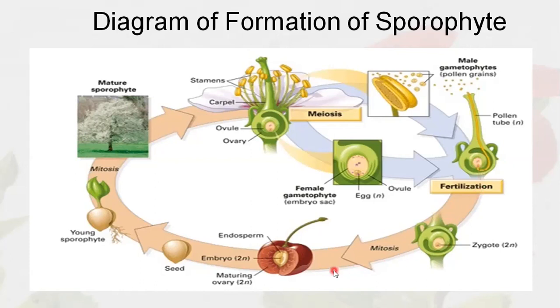Then again it will go through the process of fruit production, in which the embryo is here. Endosperm provides nourishment to this embryo. This is the mature ovary, and again it will form a seed. This seed production means the post-fertilization process, and it gives us the young sporophyte, and then the mature sporophyte by the process of mitosis. This is the complete process of pre-fertilization, fertilization, and post-fertilization.